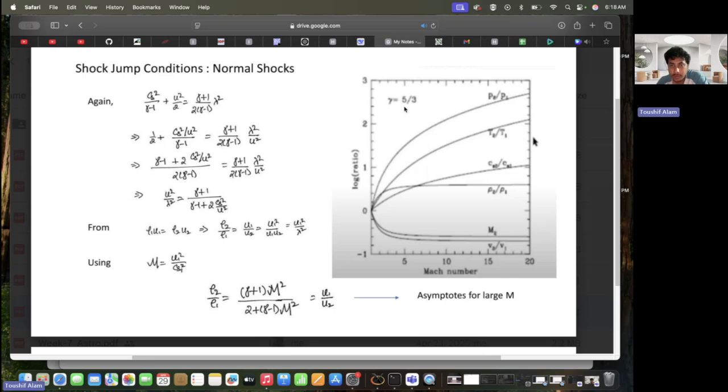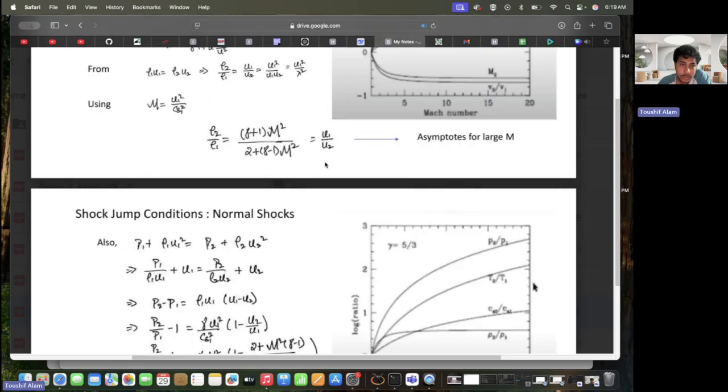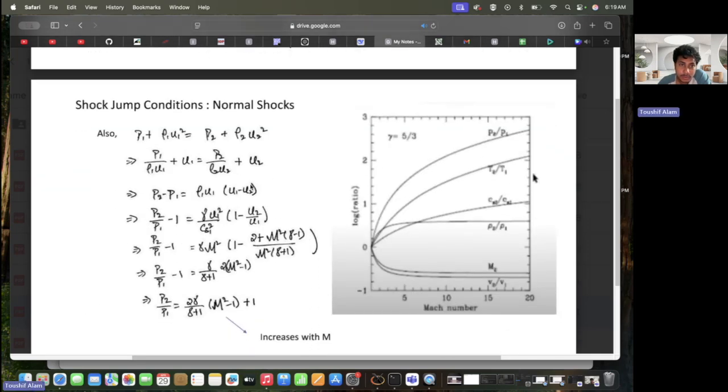This is very important, and this is for monatomic gas, which has gamma equal to 5/3. So then we also have this: P1 by rho 1 u1 squared, rho 1 u1 plus u1, this u2. So this is basically P2. Okay, P2 minus P1 will give u1 minus u2 times rho 1 u1. Rho 1 u1 and rho 2 u2 are the same, so you can interchange them. So P2 by P1 minus 1 is gamma u1 squared by cs squared, right?